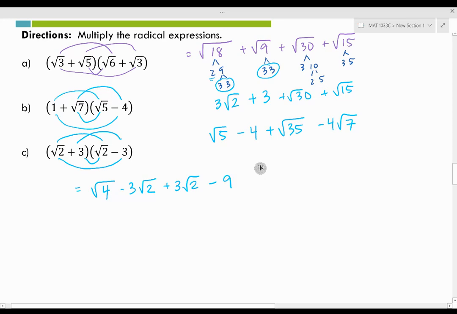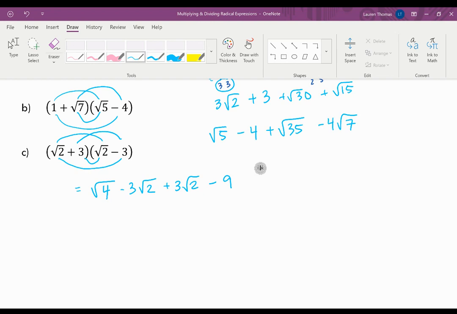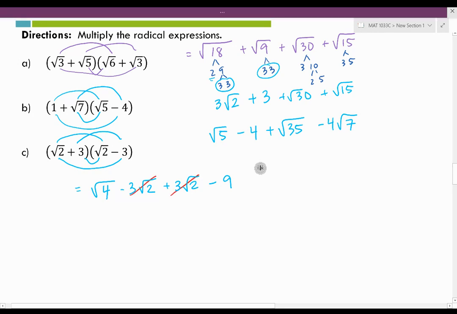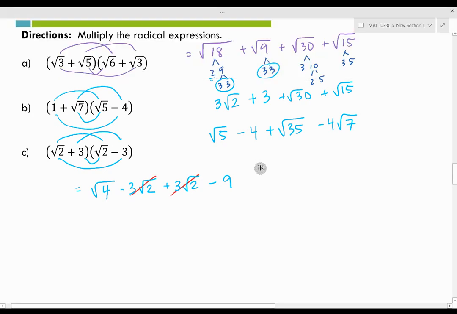So we're going to simplify. These middle terms actually cancel out. They're the same, but they're opposite in sign. So we're going to go ahead and cancel those out. The square root of 4 is equal to 2 minus 9, which gives us negative 7. Cool.